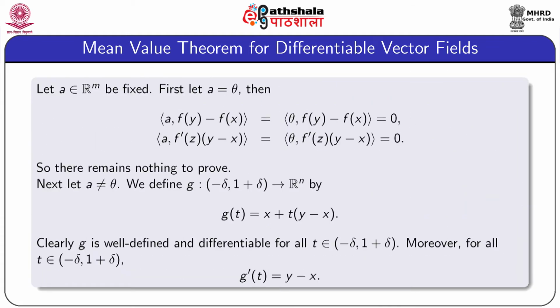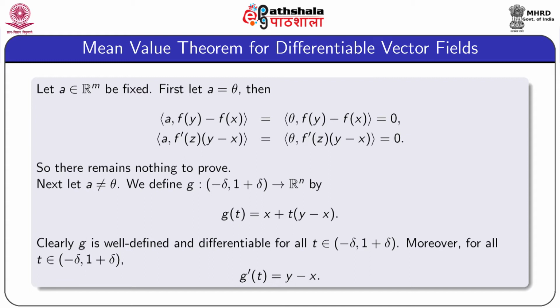Let a be a fixed vector in R^m. We start with assuming a equal to the 0 vector. Then the inner product of a with F(y) minus F(x) is nothing but 0. Also the inner product of a with F'(z)(y minus x) also is 0. So, whenever a equals the 0 vector, there remains nothing to prove. So, we assume a to be a non-zero vector.